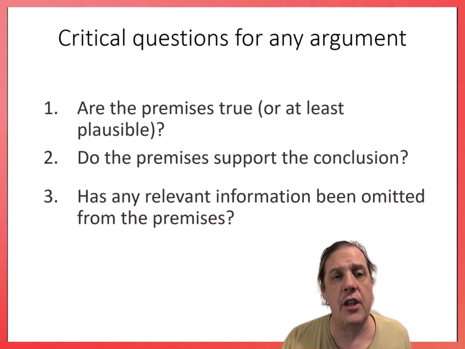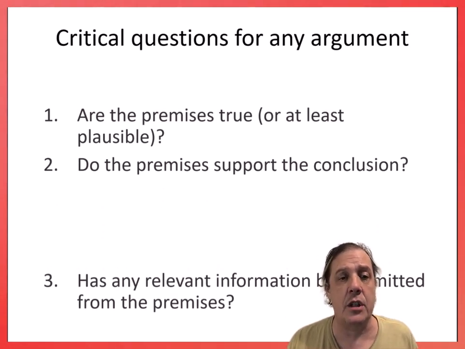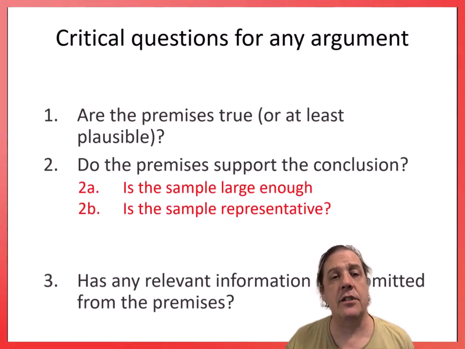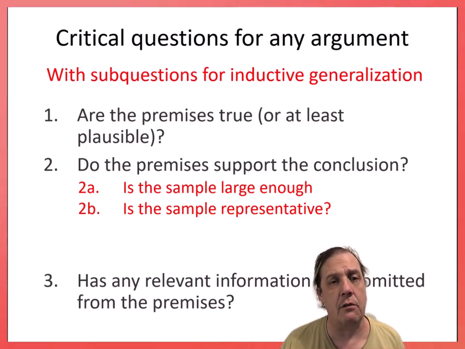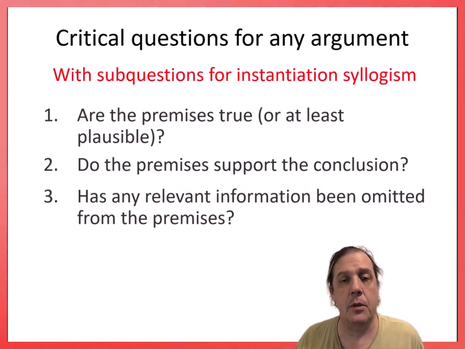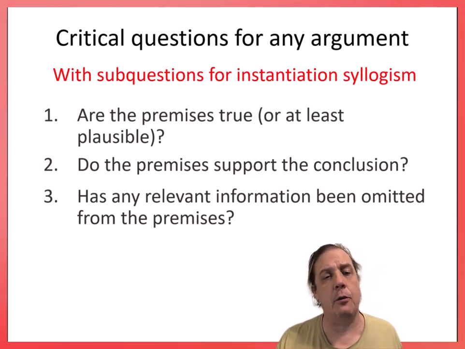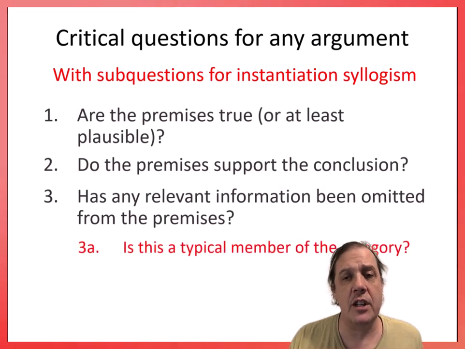In the previous class, we saw that if you are dealing with an inductive generalization, there are specific versions of the second question that you can ask. You need to ask, is the sample large enough? And is the sample representative? So these are the sub-questions that are specifically for inductive generalization. The same thing happens with instantiation syllogism, right? But this time we've got a specific question that's a version of question 3. Has any relevant information been omitted from the premises? And that question is: is this a typical member of the category?